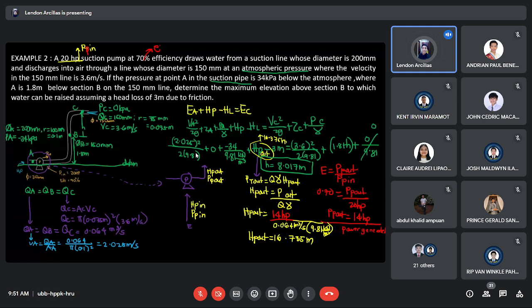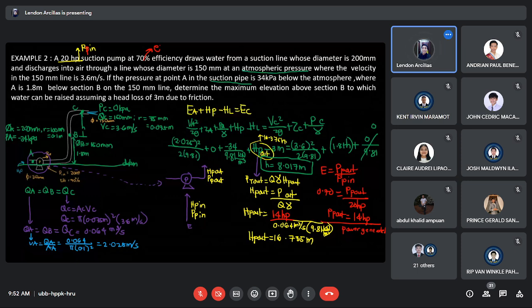Okay, let me repeat. The formula we are using is EA plus HP minus HL equal to EC. The HP here is the HP out. So always remember, for a pump, the HP is out. For a turbine, the HP is in. Okay, this is the explanation.